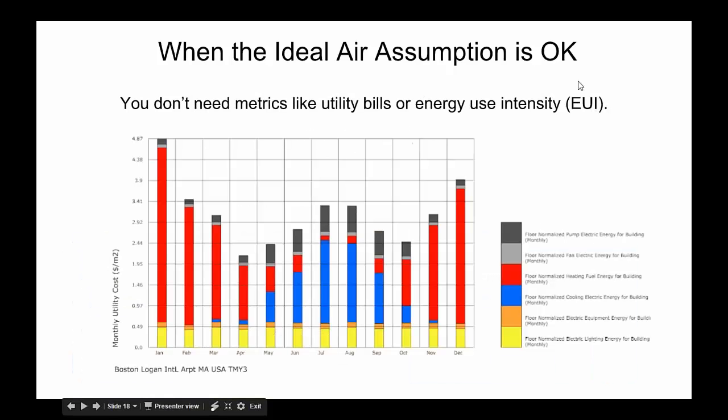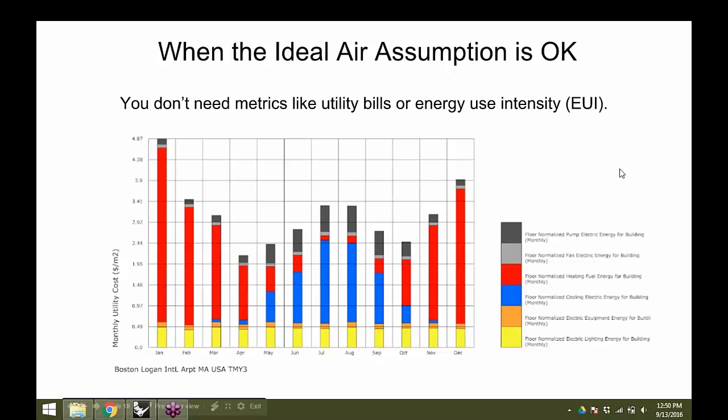The ideal air system assumption is also okay if you don't need metrics like utility bills or energy use intensity, because you can't really get the costs it's going to take to heat or cool the building from an ideal air system. You can maybe get a relative sense of it by the change over a bunch of different strategies. But really, if you need a metric like utility bills or energy use intensity, you should just be modeling the full HVAC system.